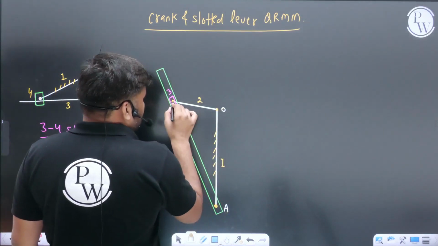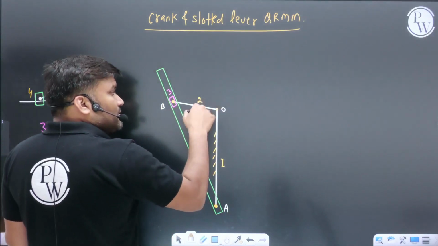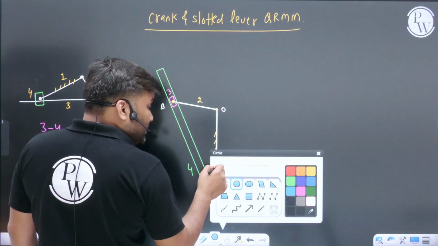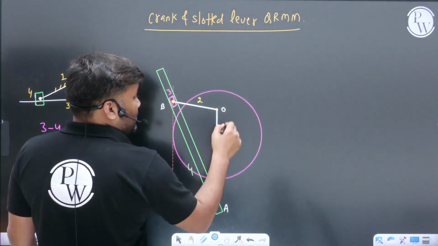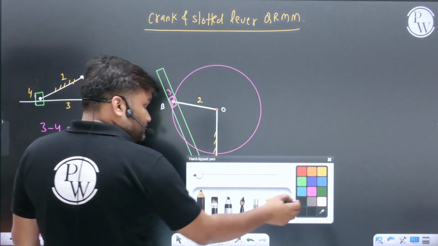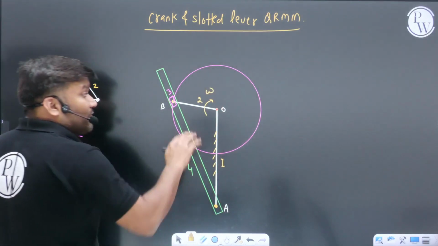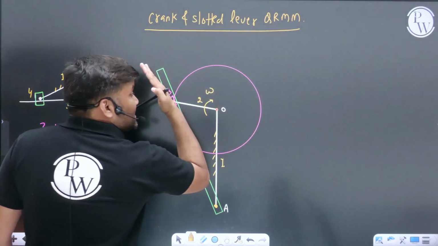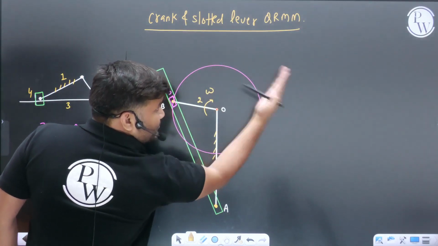If you are going to connect a motor here which is going to rotate link number 2, then link number 2 will have rotation along this circle, appearing to rotate like this. It is rotating with angular velocity omega. When link 2 has a complete rotation, link number 4 is going to have oscillation.